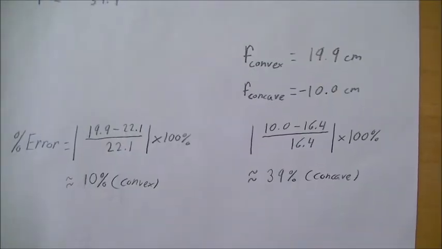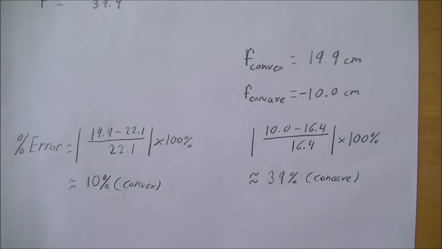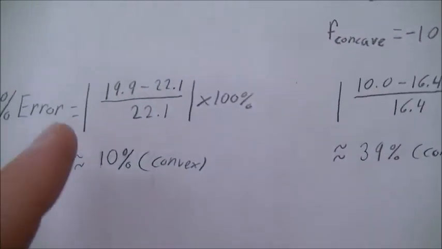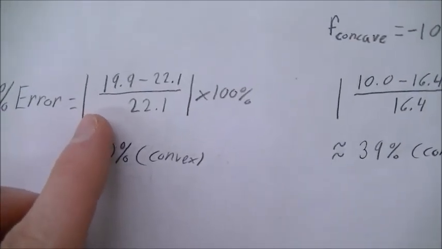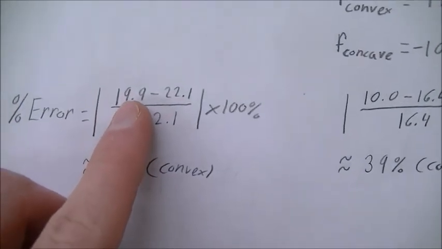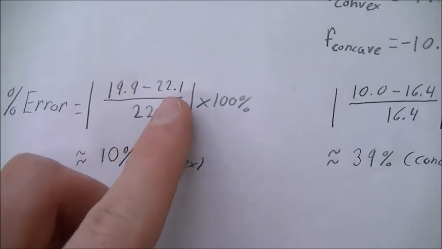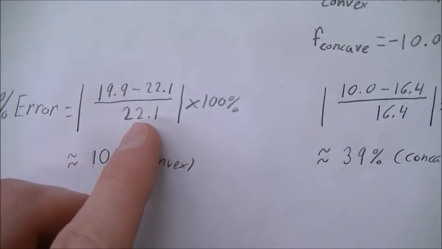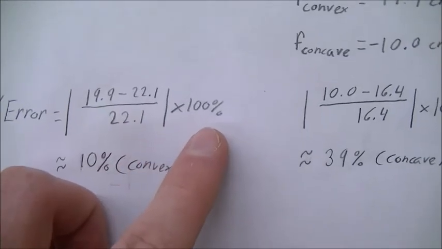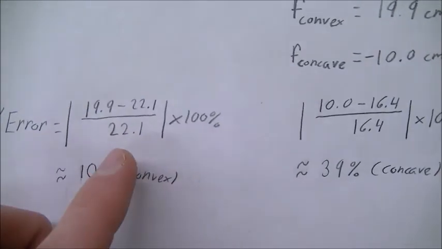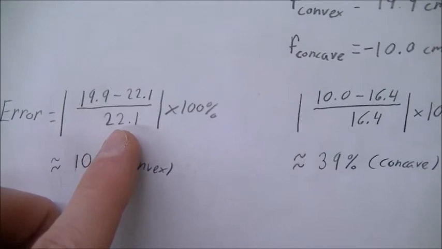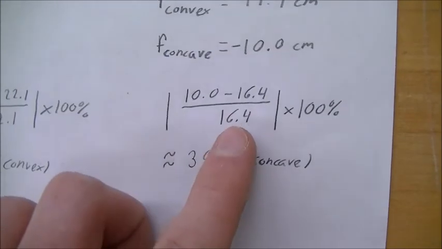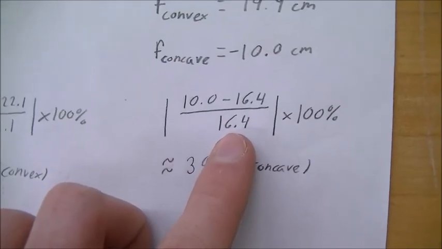And now for our final step, we want to find the percent error of our calculated values. To find the percent error, you take the absolute value of this fraction here, you take your calculated experimental value minus the actual focal length of the lens divided by the actual focal length of the lens times 100%. The actual focal length of the convex lens we used was 22.1 centimeters, and the actual focal length for the concave lens that we used was negative 16.4 centimeters.